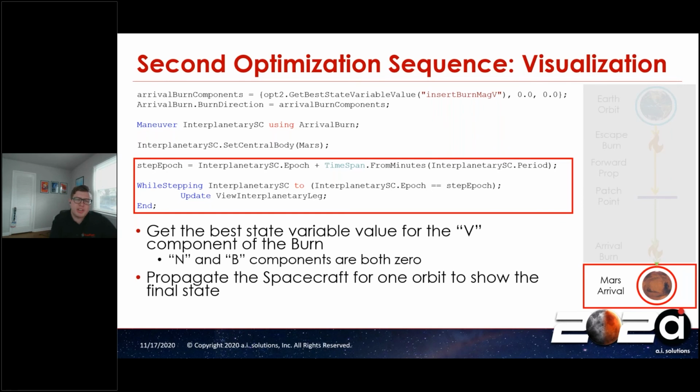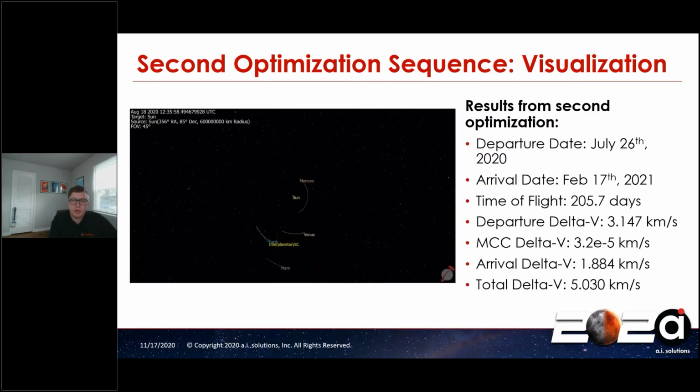is we say, okay, let's step the spacecraft for one orbital period so that we can see it in its final parking orbit around Mars. It doesn't impact the results at all, but it just gives us a nice visual and a little bit of a sanity check. So how did we do?